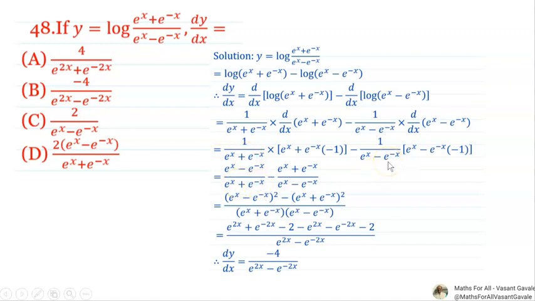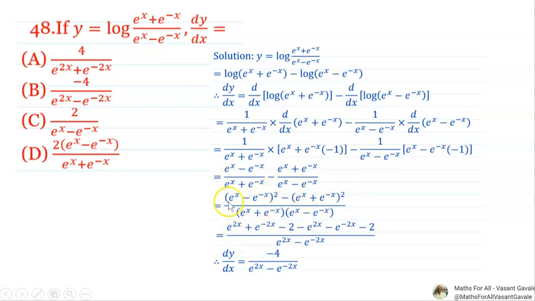सिमिलरली या साइडला देखील 1 upon (e raised to x minus e raised to minus x), याचा डेरिव्हेटिव्ह e raised to x चा डेरिव्हेटिव्ह e raised to x, e raised to minus x चा डेरिव्हेटिव्ह e raised to minus x into d/dx of this minus x is minus 1. नॉर्मल सिम्प्लिफिकेशन आहे, ते मायनस मायनस काय होणार तर प्लस म्हणून. ओके, आणि यामध्ये इथे क्रॉस मल्टिप्लिकेशन होणार (e raised to x minus e raised to minus x) whole square minus (e raised to x plus e raised to minus x) whole square, अपॉन डिनोमिनेटरला या दोघांचा प्रॉडक्ट येणार.